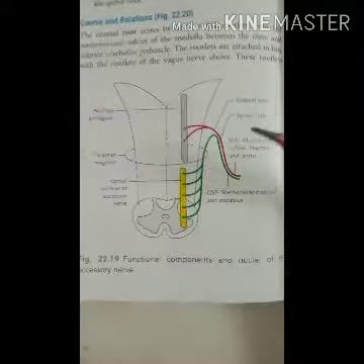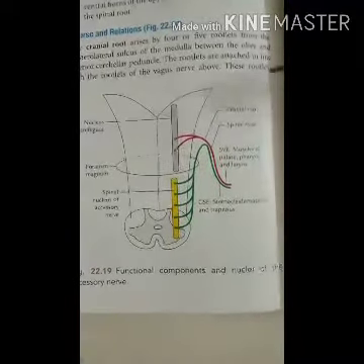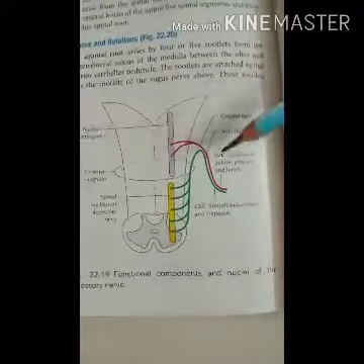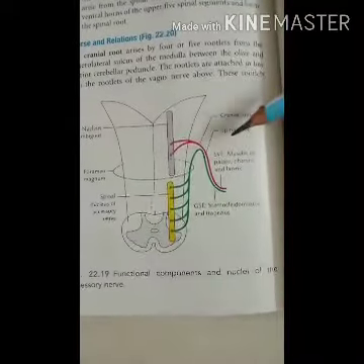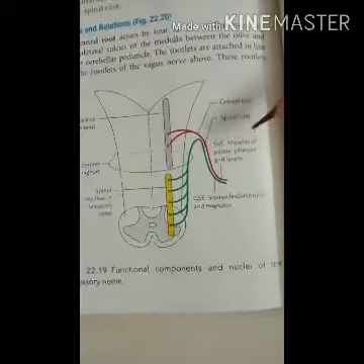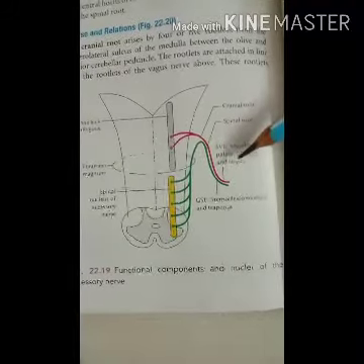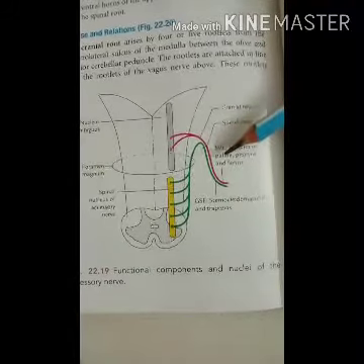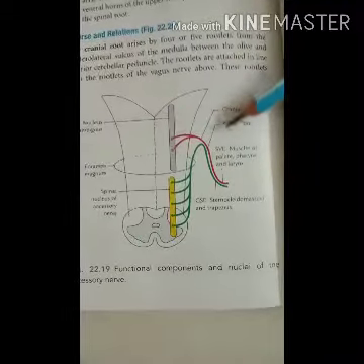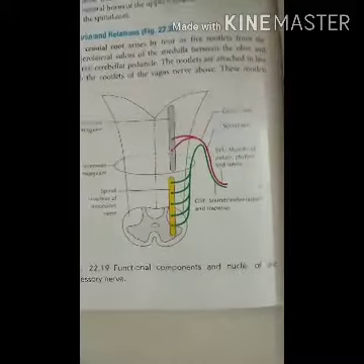First, the special visceral efferent fibers. As it is a motor nerve, it has only efferent fibers. The special visceral efferent fibers provide the motor supply to the muscles of the soft palate, the pharynx, and the larynx, and they arise from the nucleus ambiguus, forming the cranial root, red color.